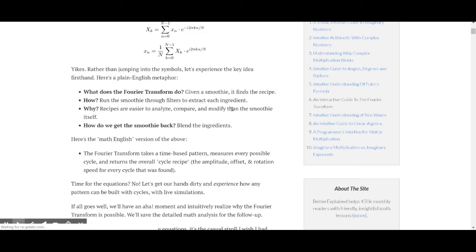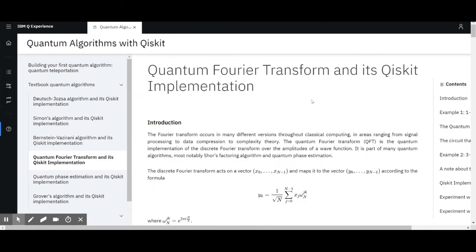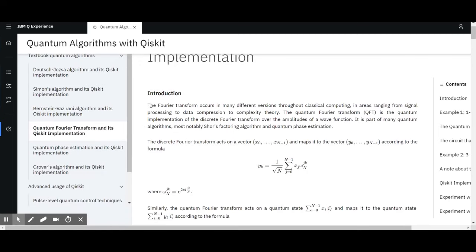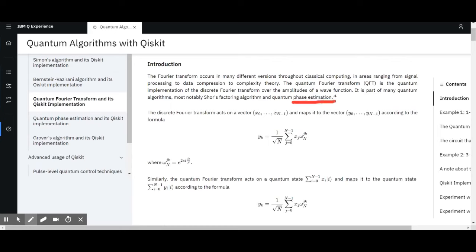How is that useful for Shor's algorithm? I don't know. And what is even the quantum version of this? I don't know. So let's see if that's helpful. Let's go through the introduction. The Fourier transform occurs in many different versions in classical computing, signal processing, data compression, complexity theory, and so on. And the quantum one is the quantum implementation of this. So it's a quantum implementation of the discrete Fourier transform over the amplitudes of a wave function. It's part of many algorithms, including Shor's factoring algorithm. Okay. Phase estimation, I think, is what comes next, so that's probably going to be another video. It's another thing that you take a look at before attacking Shor's algorithm.